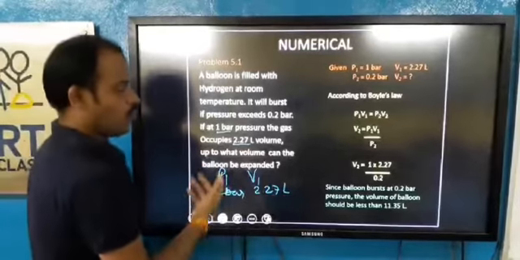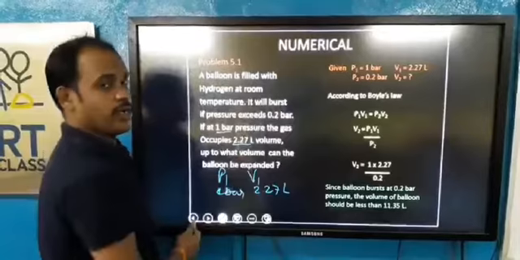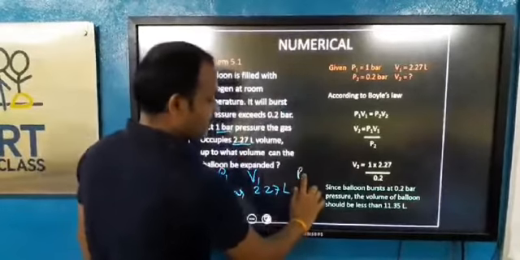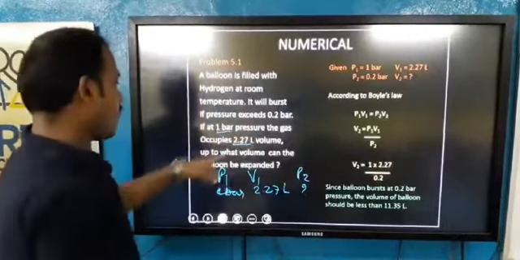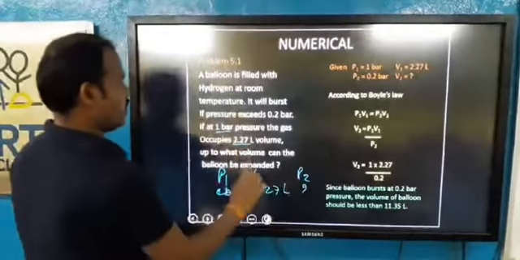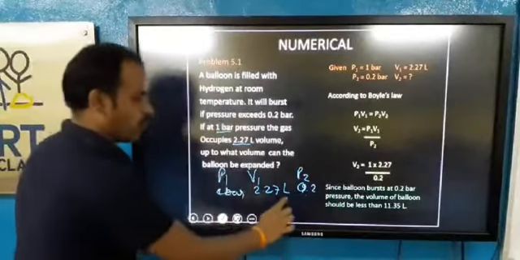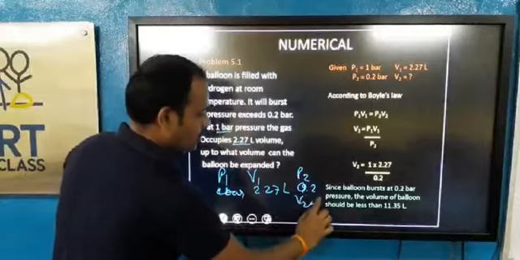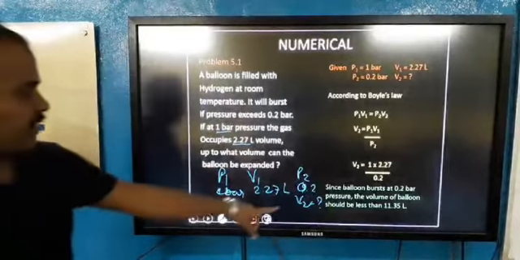So now what is given next? It will burst if pressure exceeds 0.2 bar, means P2 we have to calculate. Sorry, P2 is given, 0.2 bar. Up to what volume? Means V2. Up to what volume the balloon can be expanded? So here we have to calculate V2.